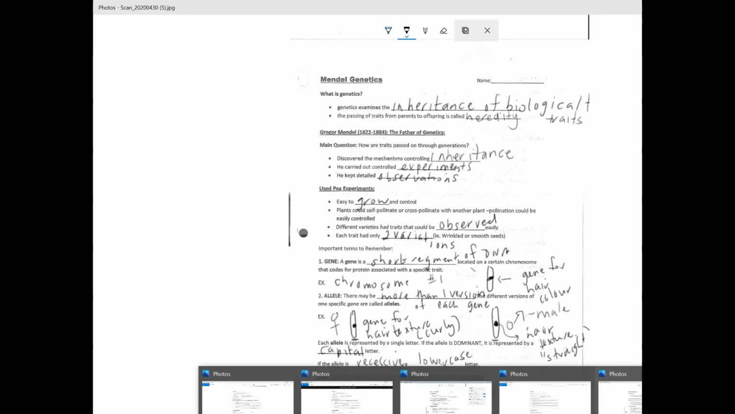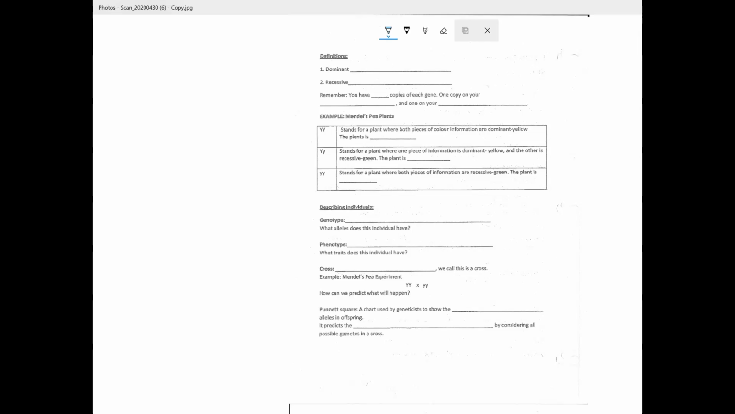And now I'm going to go to the next page here. So the term dominant is basically, this is the allele. If you have a dominant allele, it is the one that is expressed if present. Okay, the recessive allele may be present in a genotype, but not visible.